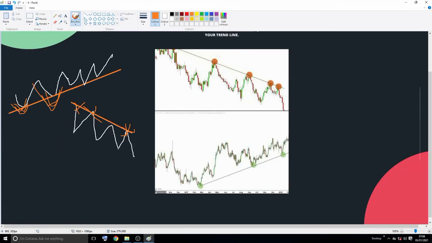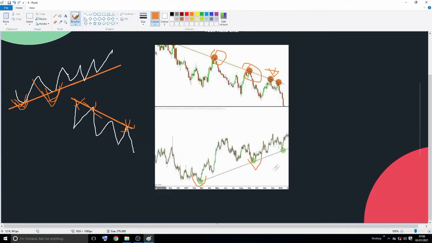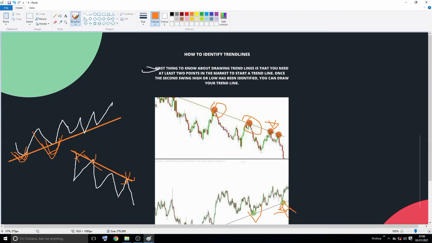As you can see here, here is point 1, here is point 2, and then there's a line, and then the line was drawn, and then these are the following points. Same here, point 1, point 2, and then we are looking for trades on point 3. So you need at least 2 points to start a trend.